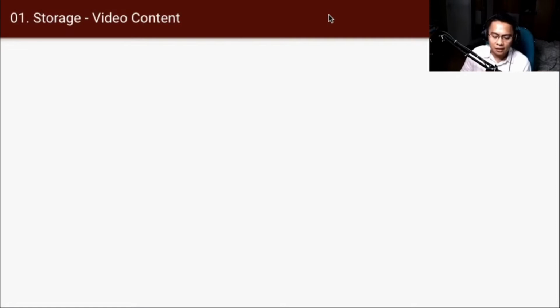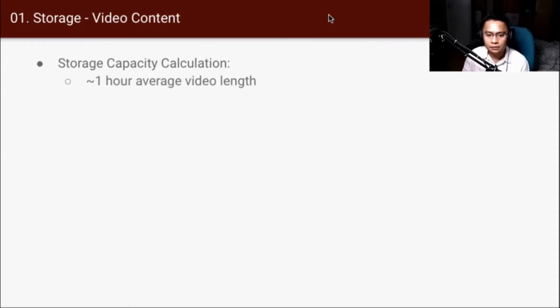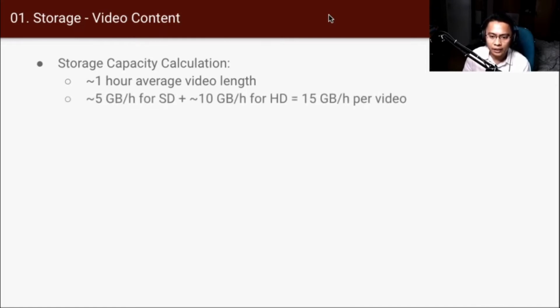Okay, let's answer the first question, which is how much storage we need for video content. To be able to answer that, let's do a quick storage capacity calculation. So 1 hour is the average for all the videos, and we need 5 gigabytes for SD and 10 gigabytes for HD. Sum up, we need 15 gigabytes per video.